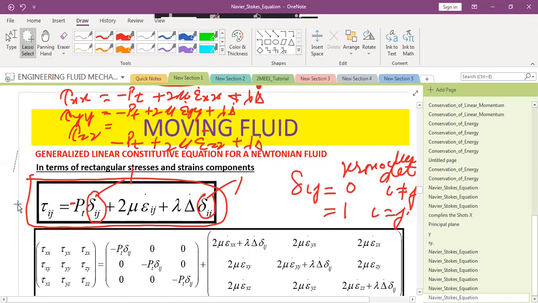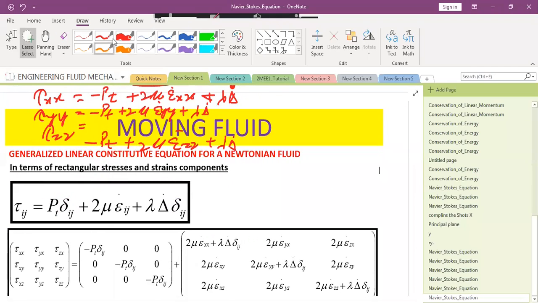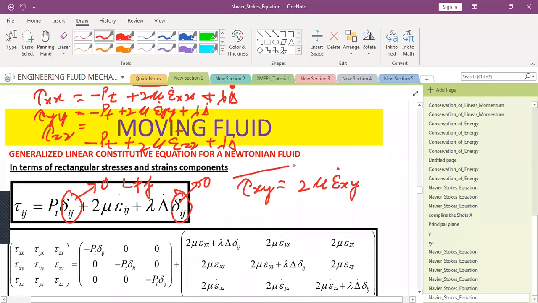Now, what about shear stress components? What do you know? Tau xy will be equal to what? 2 mu E dot xy. What has happened to these terms? This was 0 and this is also 0 when i is not equal to j. So that's why in case of shear stresses, you only get this expression. Is that clear?